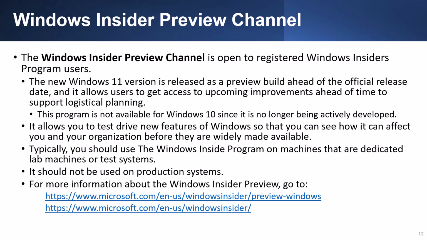It allows you to test drive new features of Windows so that you can see how they can affect you and your organization before they're widely made available. Typically, you should use the Windows Insider program on machines that are dedicated lab machines or test systems. It should not be used on production systems.